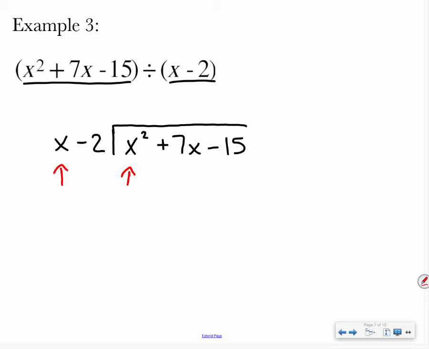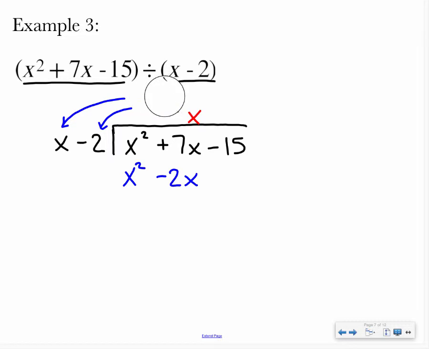So what we do is up top where there's a single x, so in this case 7x, it's not an x squared, it's not an x cubed, it's just a regular x. So we're going to put our x above this term because it matches. And now what we do is we multiply x times x, that gives us x squared, and then we do x times the negative 2, that gives us minus 2x.